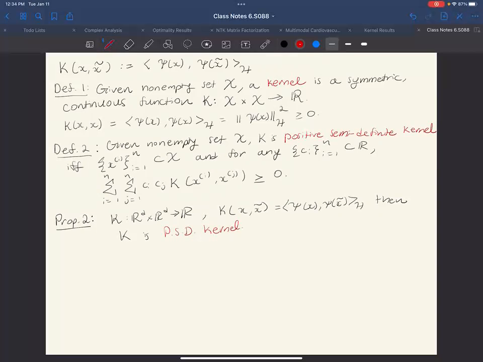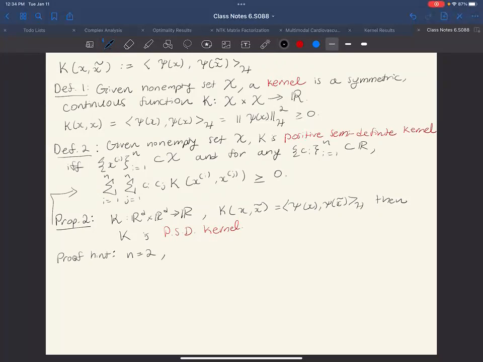Okay. And now, why is this true? Just to give a quick hint. Okay, let's consider the case. Let's just try to verify this condition. Okay, and let's try to verify the condition in definition 2 when n equals 2. So how will we do this?